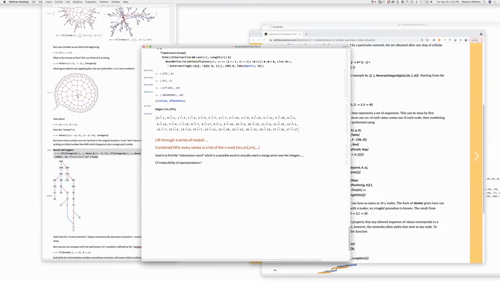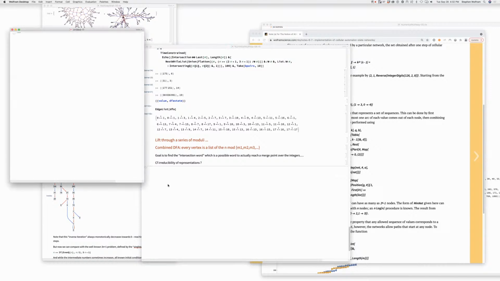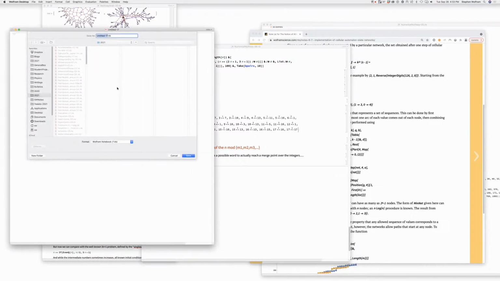Okay, let me tackle my next topic. Imagine these systems. I want to know what the continuum limit of a multi-way system is. Okay. So the question is, what's the analogy?